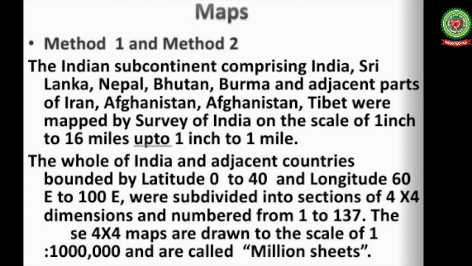Let us study it in detail. For survey purpose, the Survey of India department took a sheet of 10 by 10 and placed India and its adjacent countries between latitudes 0 to 40 degree north, as you can see in this map, and 60 to 100 degree east longitudes. Each grid was numbered from 1 to 137. As you can see, the circles are numbered. These are the numbers of each state given by the Survey of India department along with its adjacent countries.